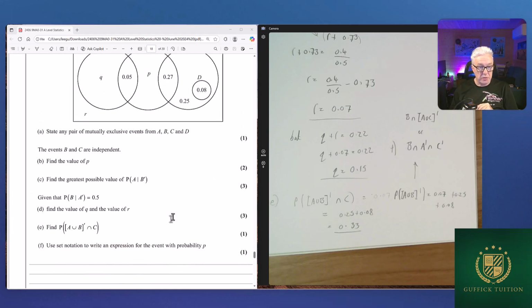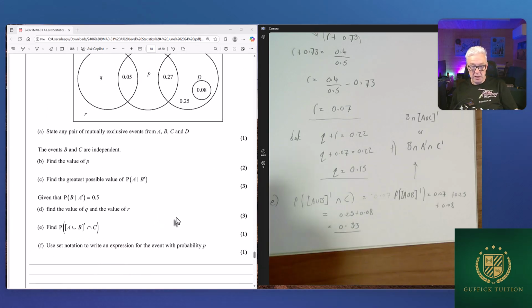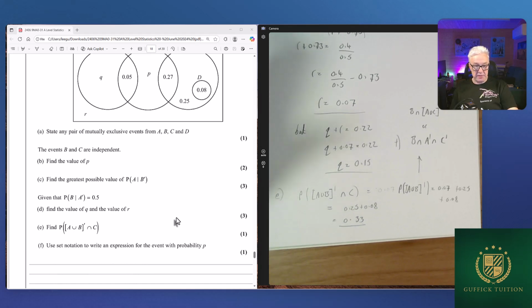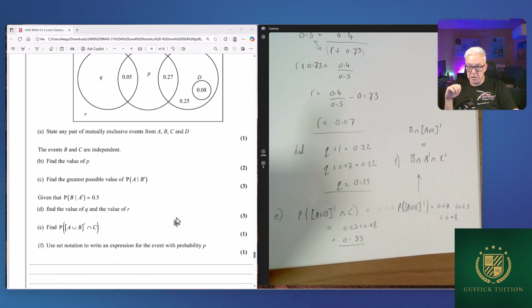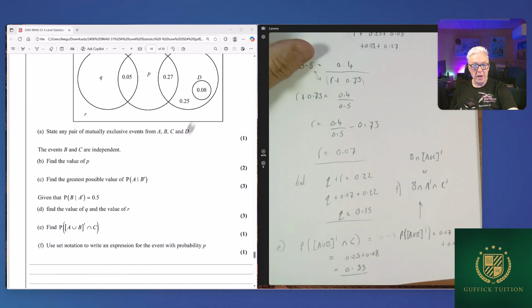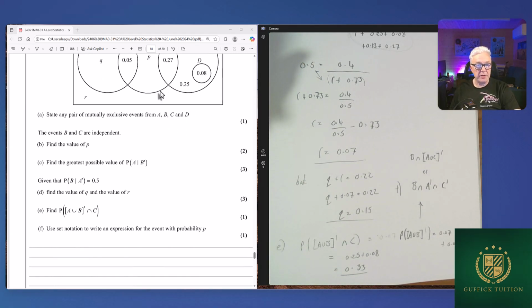Oh, we're getting close towards the end of this question now. So the last bit then, it says find the probability of A union B not, or the complement of A union B and the intersection of C. Right, I guess the only way we can think about this is, let's visualize what does A union B not look like. Well, A union B, let's have a look at our diagram.